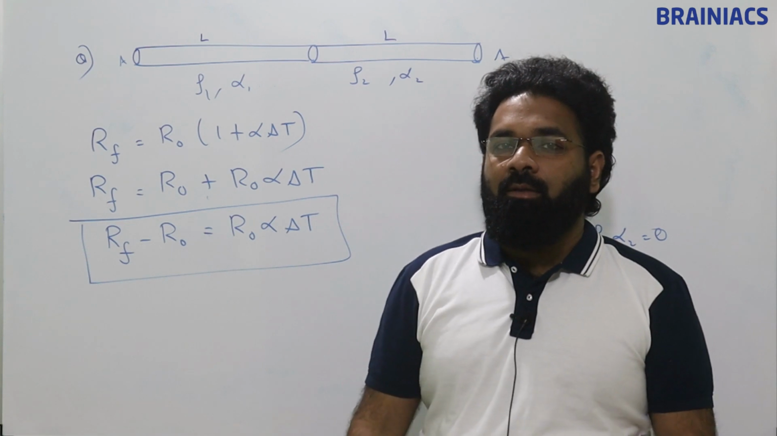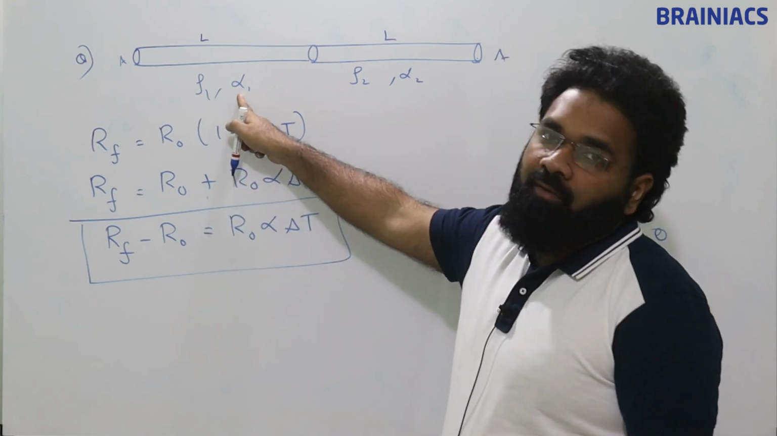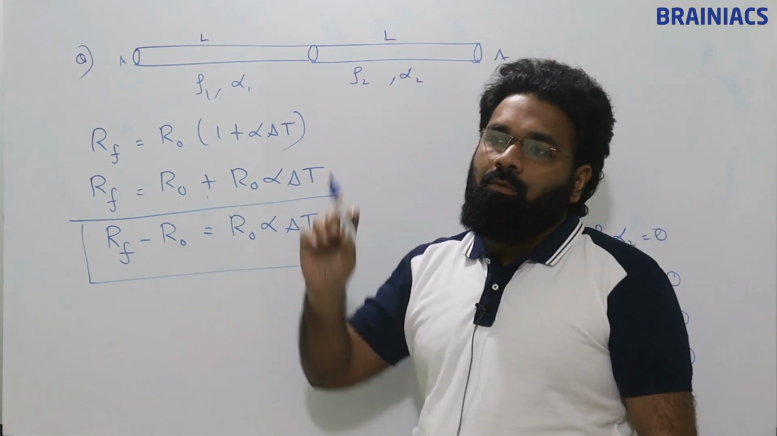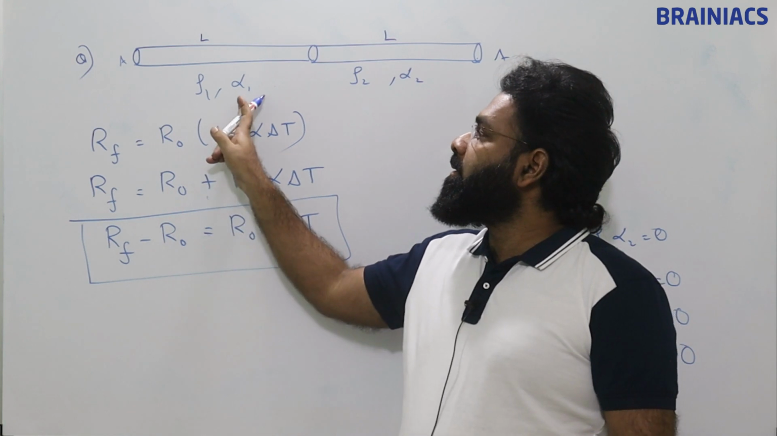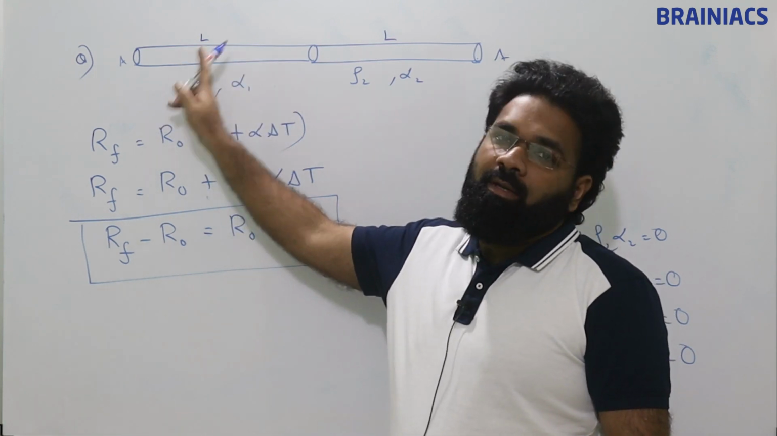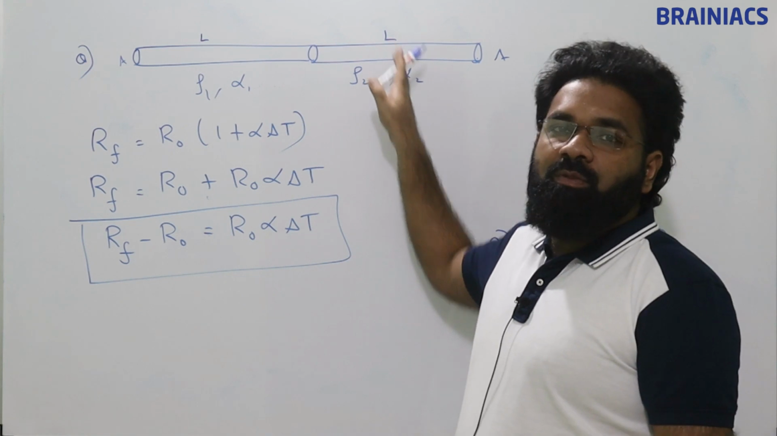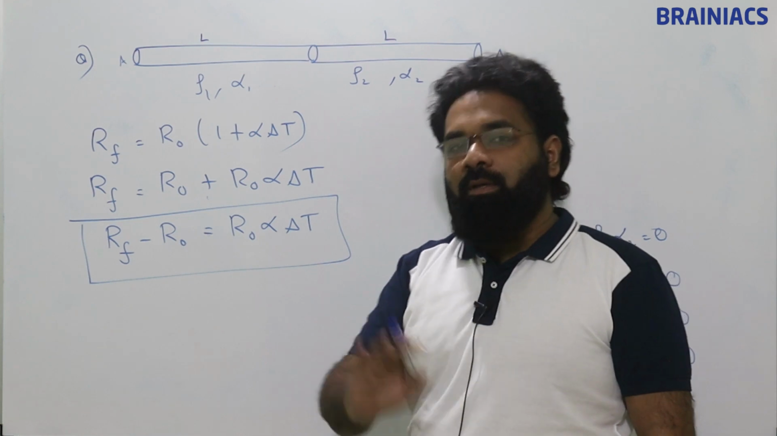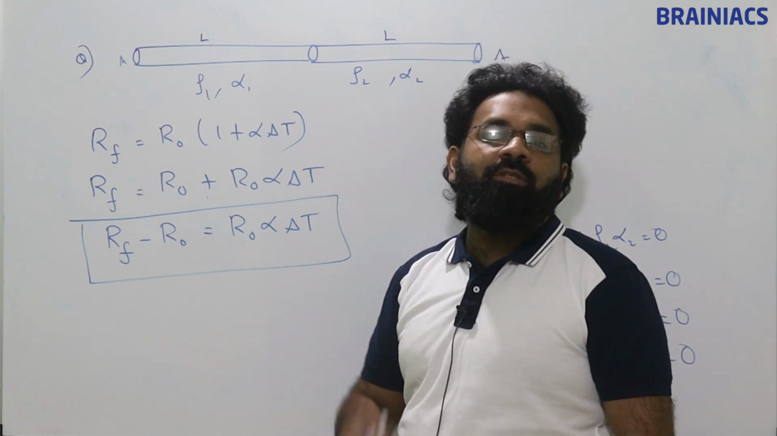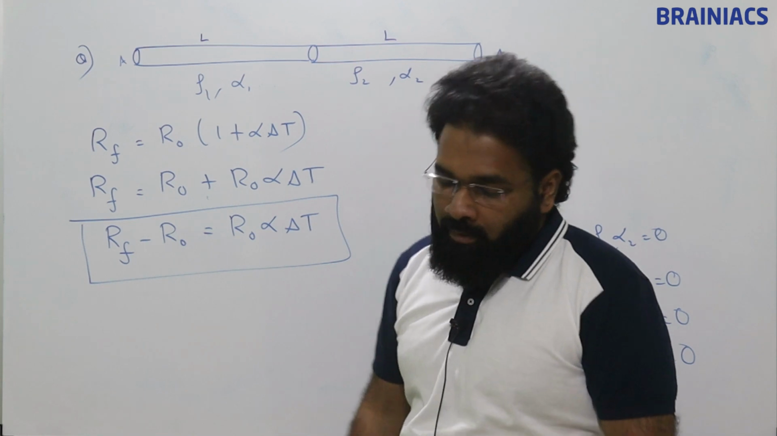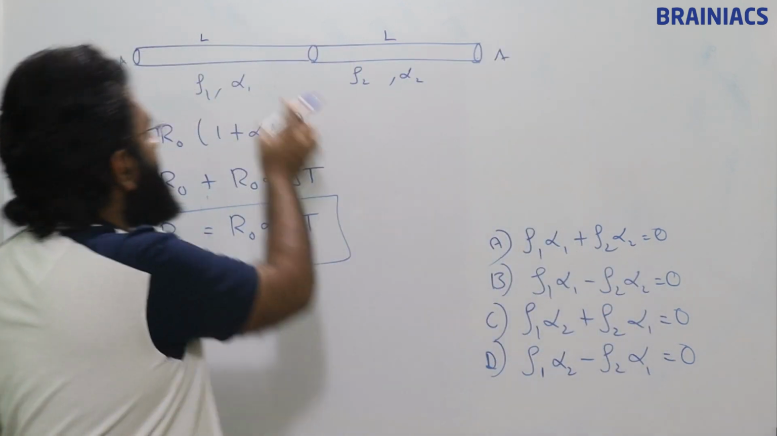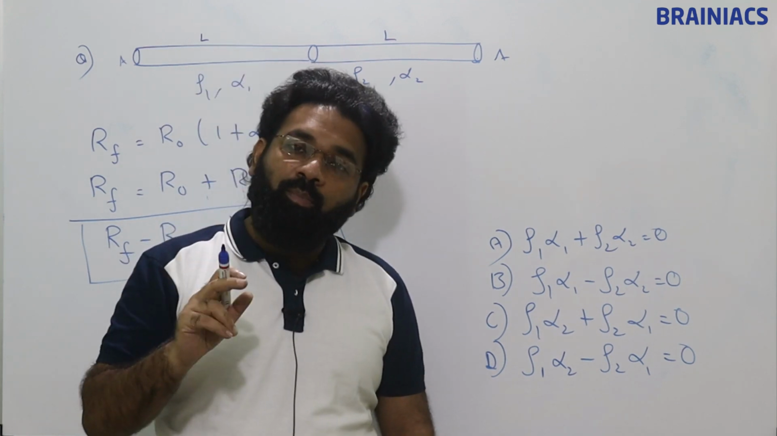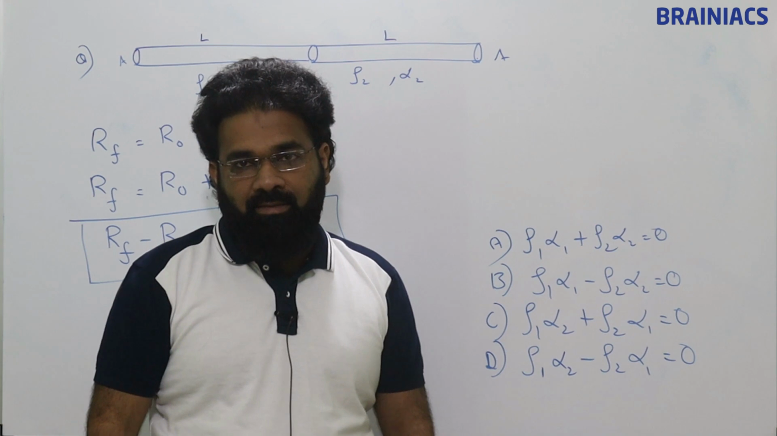if we need to take that temperature dependency, then one of the alpha must be positive and another must be negative. So if we increase the temperature, the resistance of this piece will increase, the resistance of this piece may decrease, or either way. If we do that, the overall resistance will be constant even if we change the temperature also. That is the idea. So what we do is, one piece will have increase in the resistance and another piece will have decrease in the resistance.